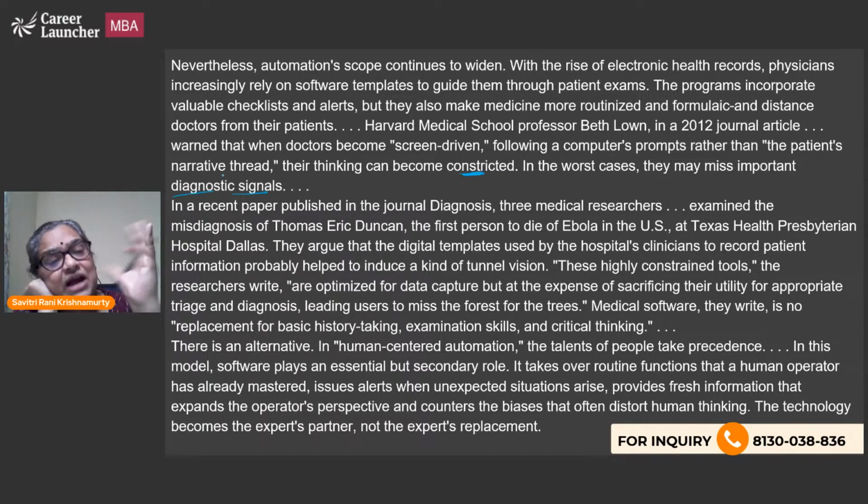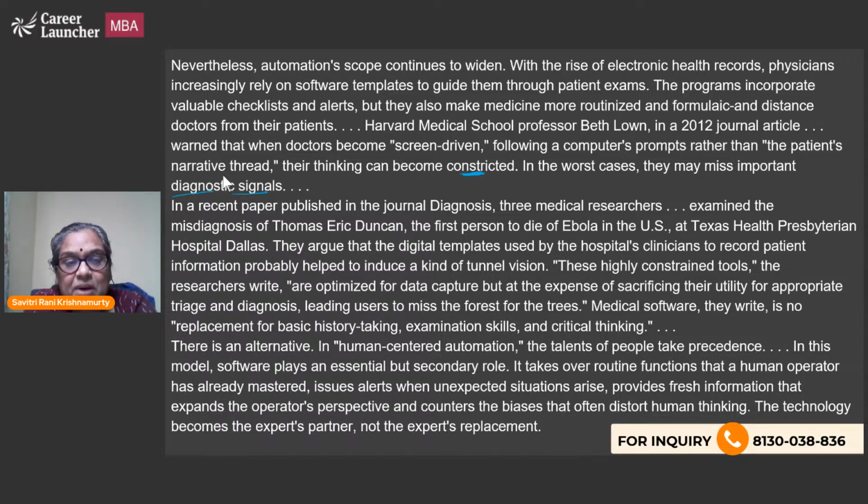So the process of diagnosis has changed. It has become screen driven. And in the process, what happens is the doctor's thinking can become narrow, and in a worst case scenario, they may miss important diagnostic signals from the patient because of the use of screen driven data.